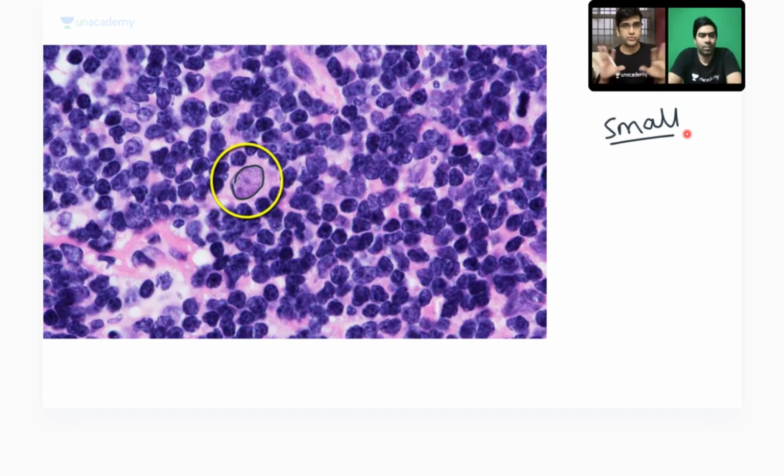If small cell lymphoma, you have the 4 differential diagnoses. Then I'm going to apply IHC. What will be the first IHC panel you will apply? I have seen it's a small cell lymphoma. What will be the first panel you'll apply?